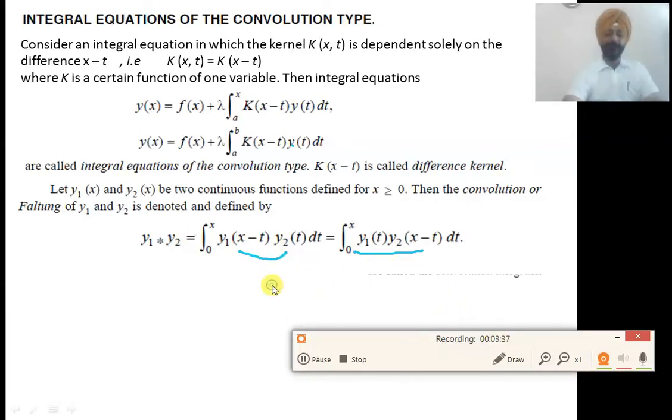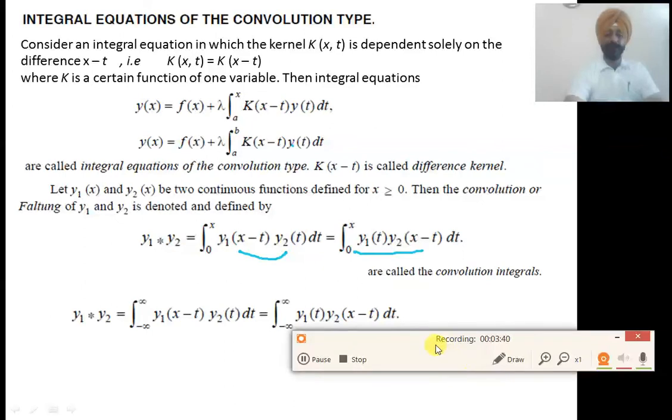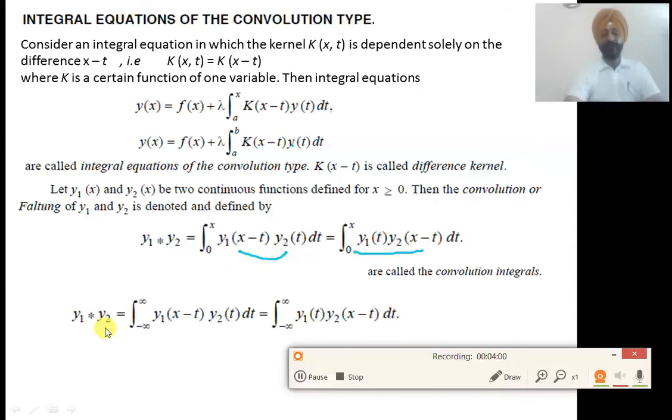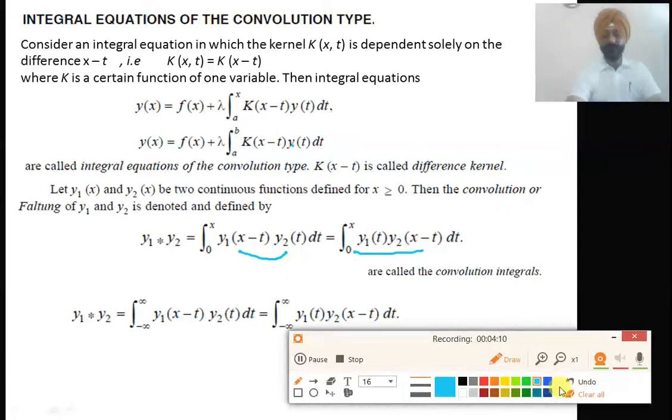Next, these are called convolution integrals. y1 star y2 for singular integrals goes from minus infinity to infinity, whether this is the Volterra integral equation, the Fredholm integral equation, or a singular integral equation. The thing remains the same, y1 convolution y2. So, y1(x minus t) y2(t) dt is changed with y1(t) and y2(x minus t).